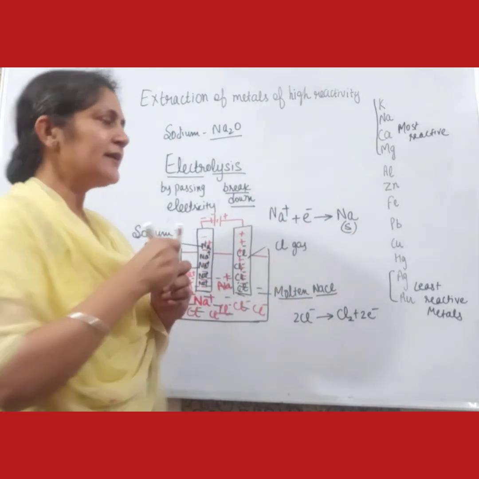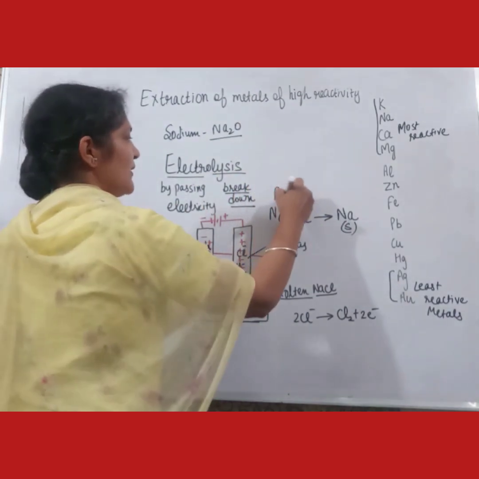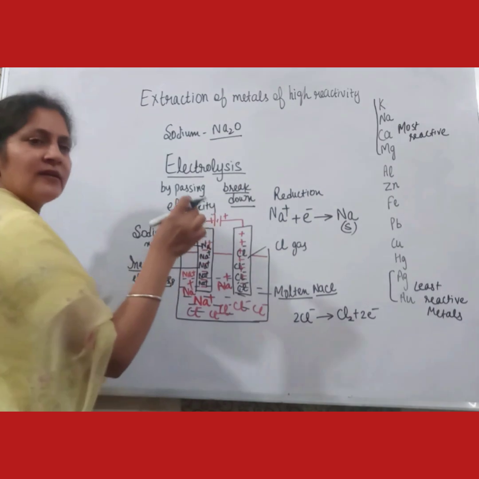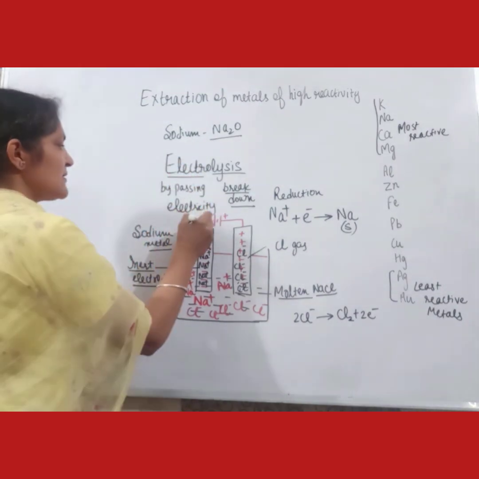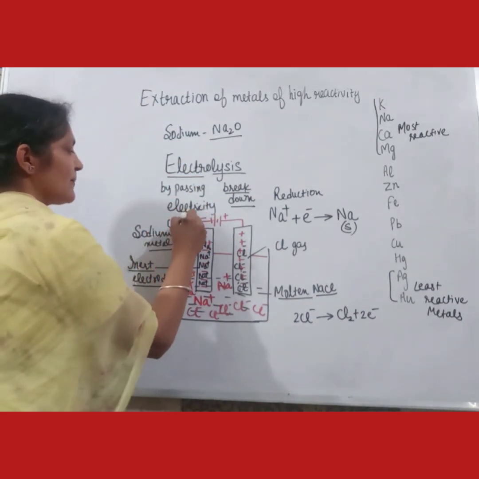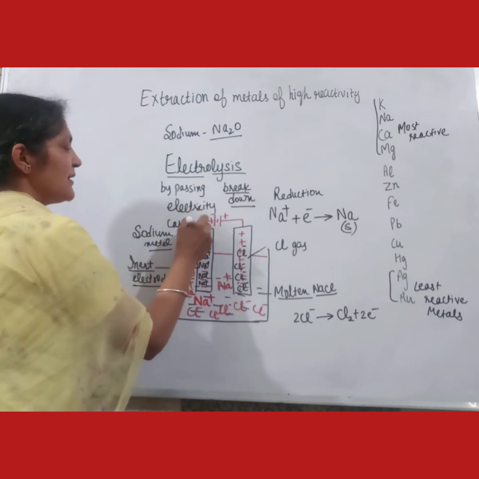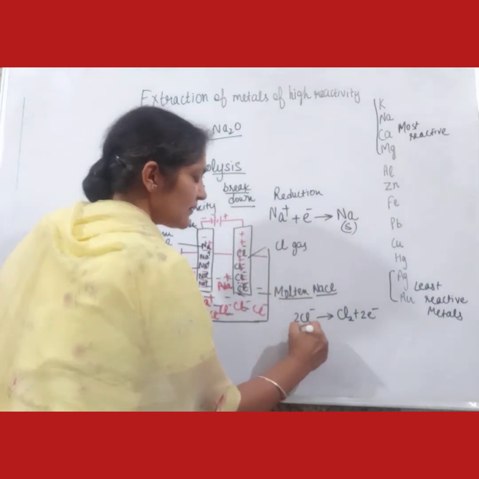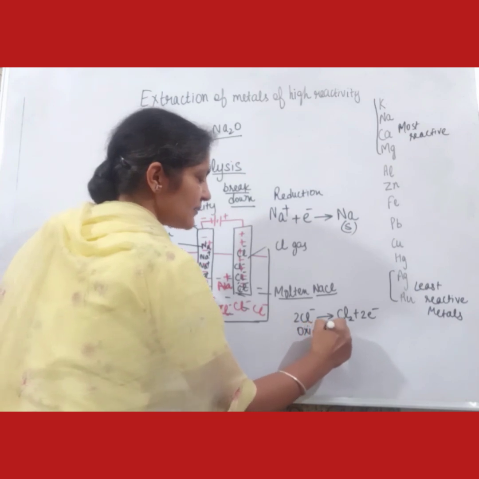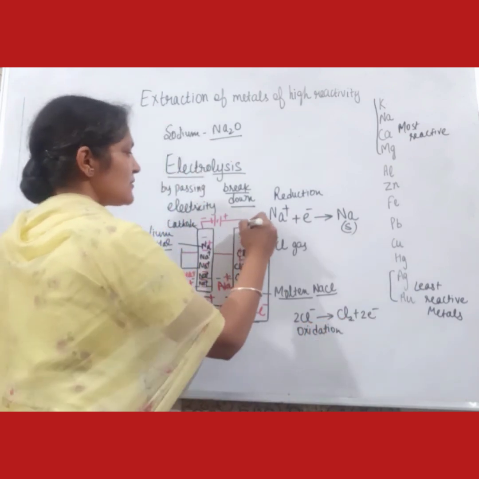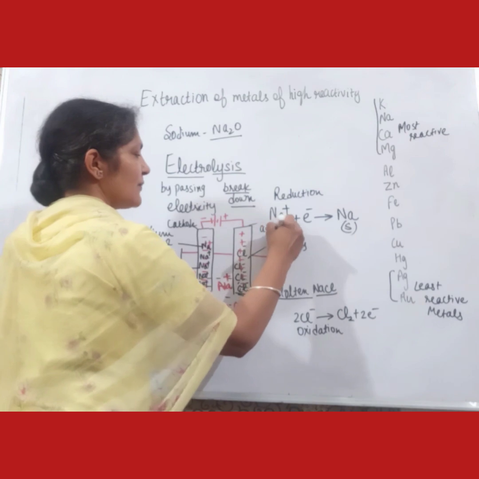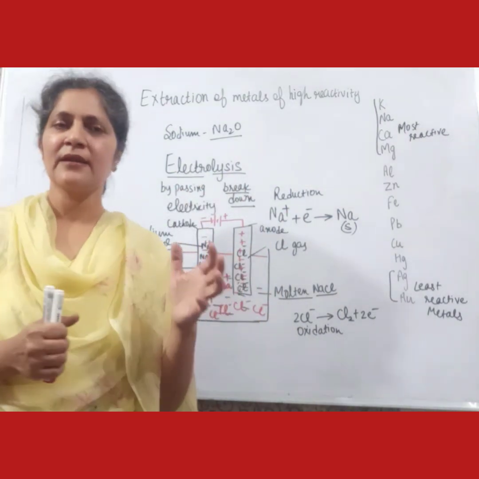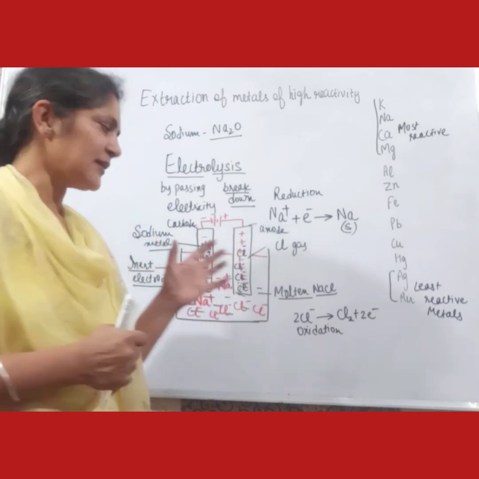When sodium gains one electron and becomes solid sodium, what do we call it? Reduction. The place where reduction takes place is known as the cathode. And in the case of chlorine, what is going on? It is oxidation. So this is known as the anode. The metal gets deposited at the cathode.